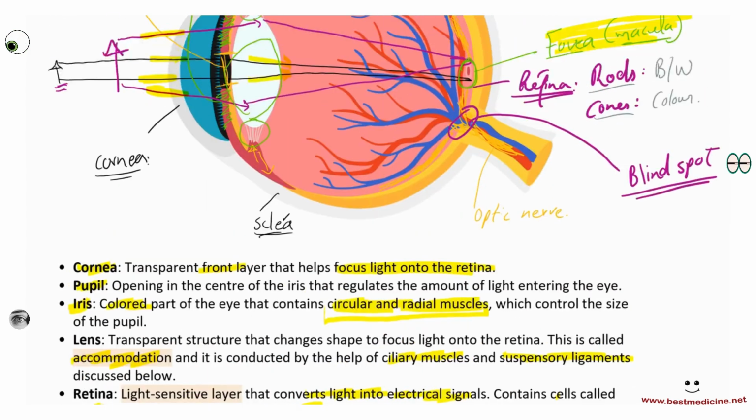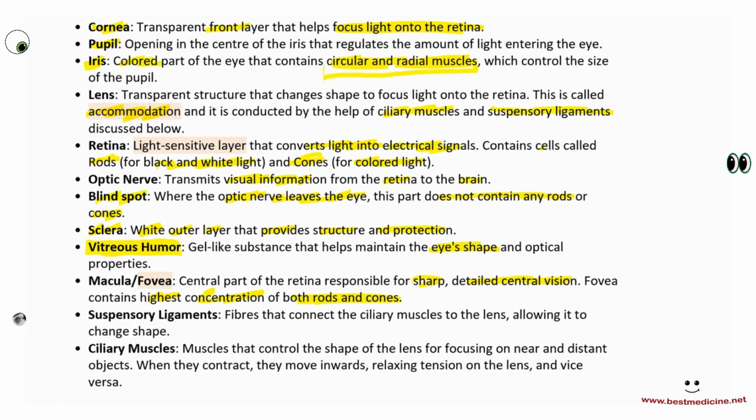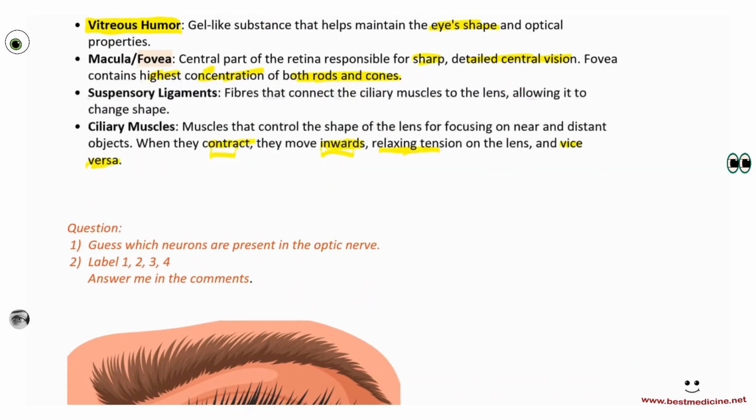Suspensory ligaments, we've already discussed, they help transmit the tension from the ciliary muscles onto the lens, allowing it to change shape. The ciliary muscles are muscles that control the shape of the lens for focusing on near and distant objects. Now, when they contract, remember, they move inwards, okay? Very special kind of muscles. When they contract, they move inwards, relaxing tension on the lens. And when they relax, they move outwards, increasing tension on the lens and in the suspensory ligaments, okay?